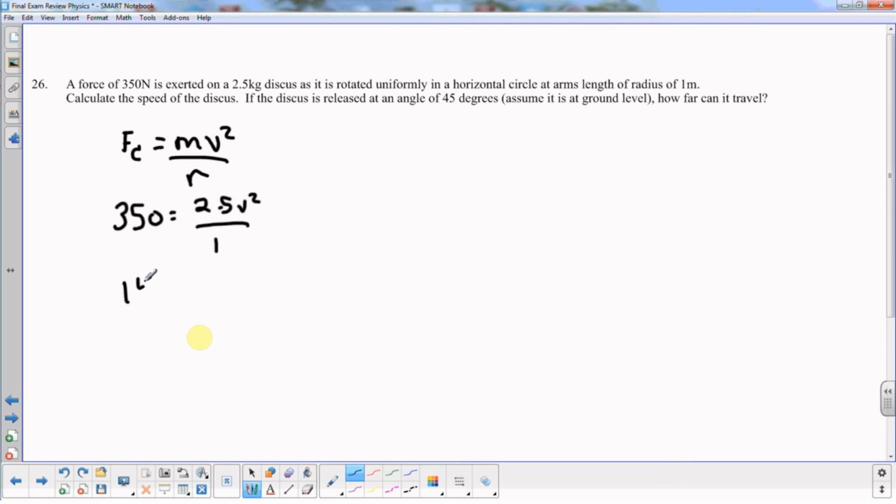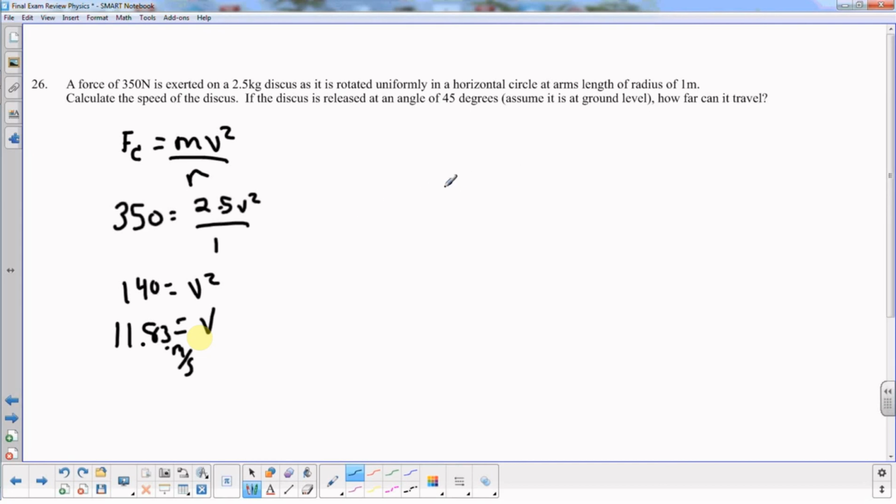So 140 equals v squared. Take the square root of 140. You should get a velocity of 11.83 meters per second. Now, so that's what's going around. It's going around and around and around, and finally we release it, and then it releases at an angle of 45 degrees. How far does it go?